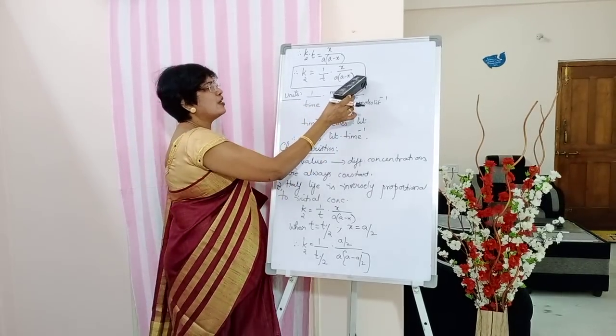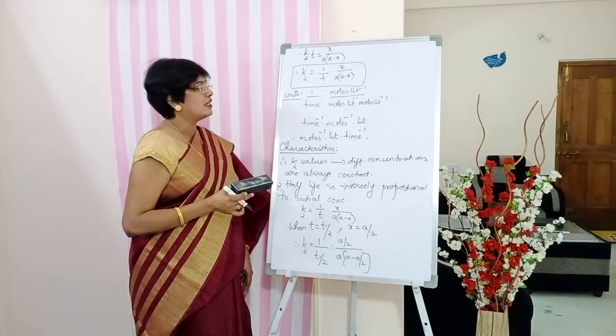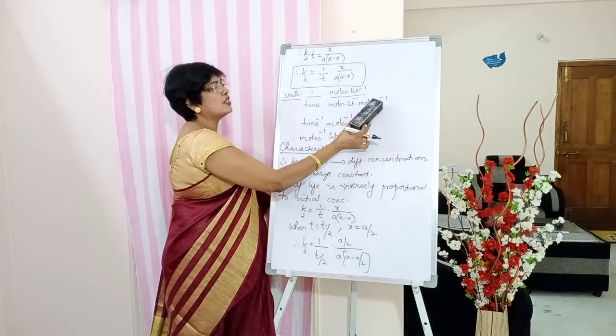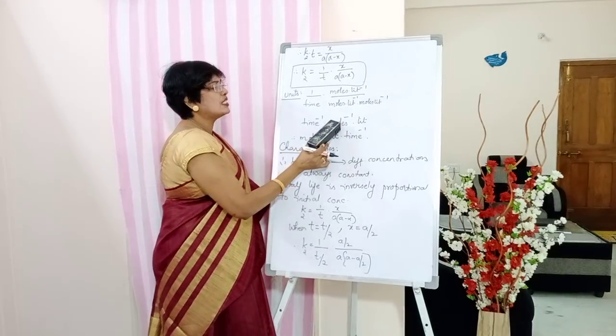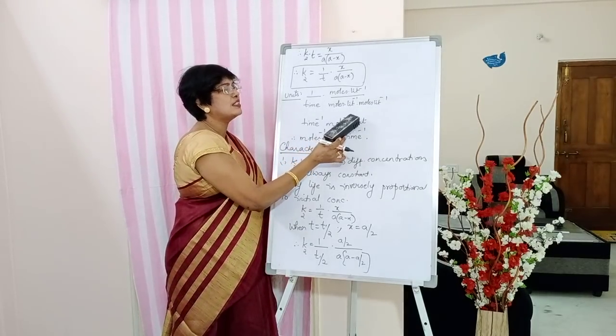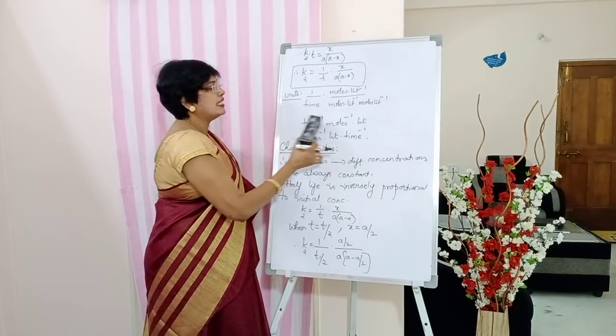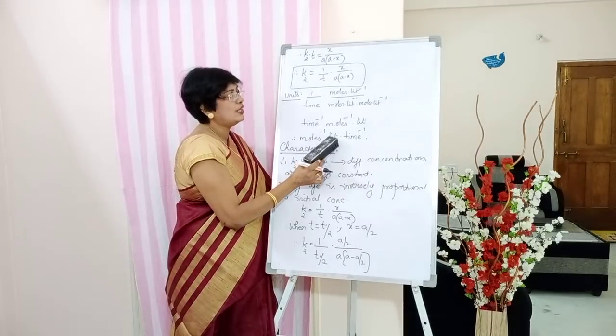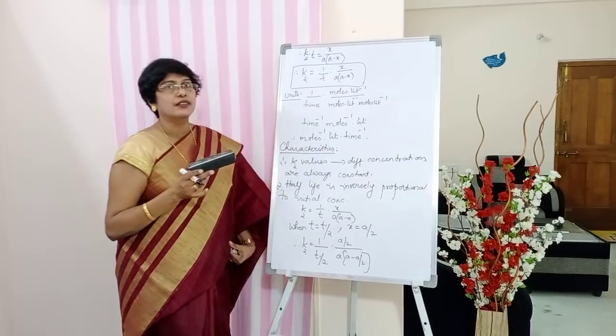Cancel moles per liter, moles per liter. So time, if it comes up, time inverse. What's remaining? Moles into liter inverse. So moles, if it comes up, moles inverse into liter. So writing it in an order, the units of K2 are moles inverse into liter into time inverse.